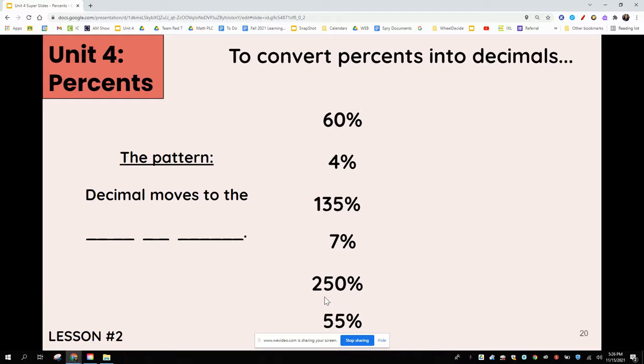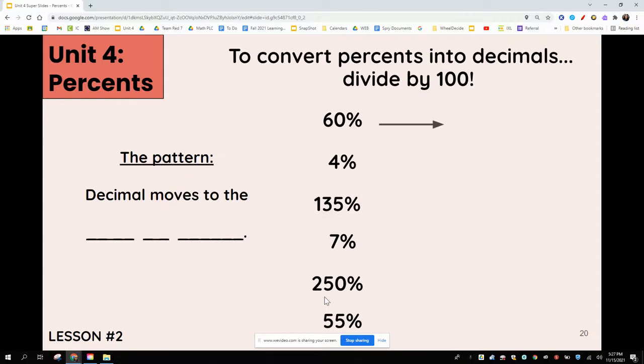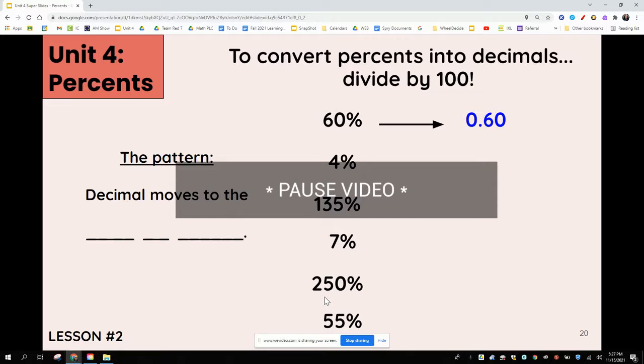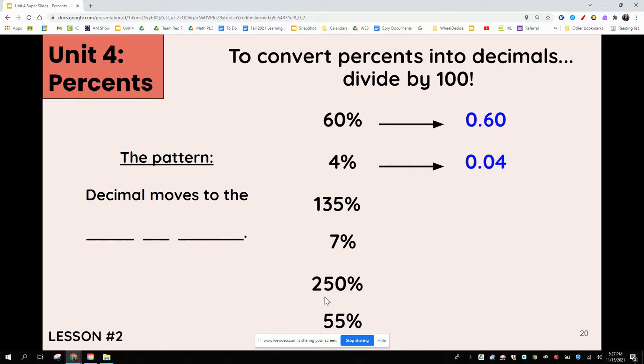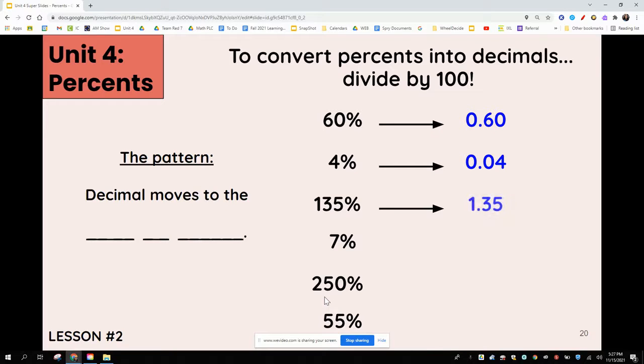All right, so let's go to this slide. To convert percents into decimals, you have to divide by 100. So for 60%, pick up your calculators and do 60 divided by 100 and see what you get. You should have gotten 0.60 or 0.6. Okay, let's do 4%. Do 4 divided by 100. You should have gotten 0.04. Now let's do 135%. Do 135 divided by 100. You should have gotten 1.35.